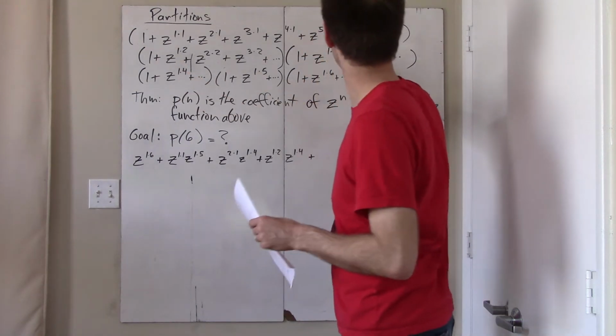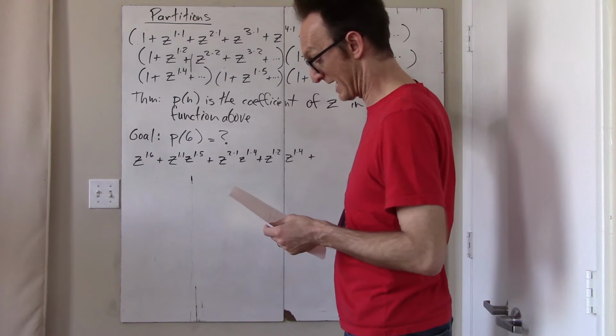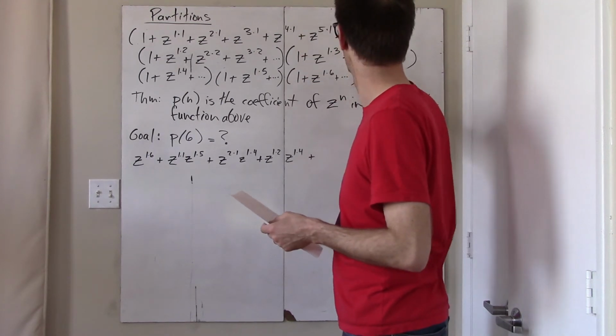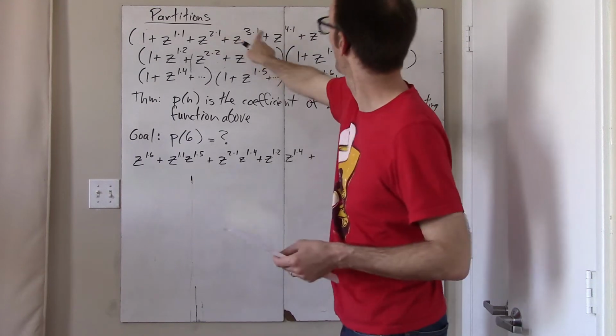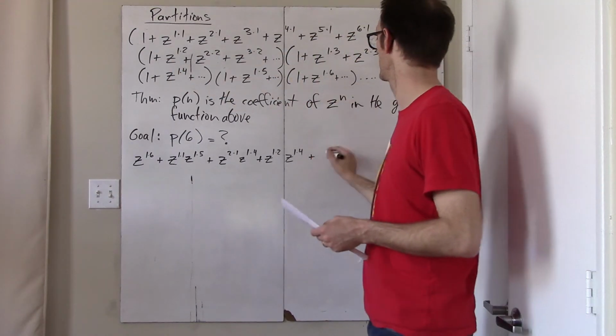Now I want to get that guy. How do I get that guy? Only by having, again, 1, 1, and then z to the 2 times 3.